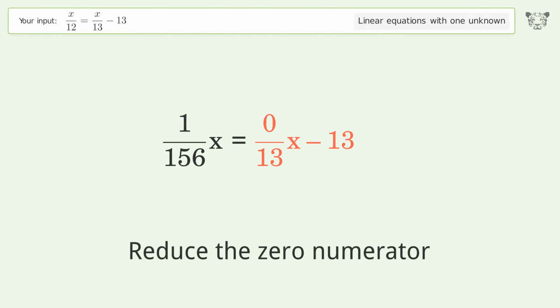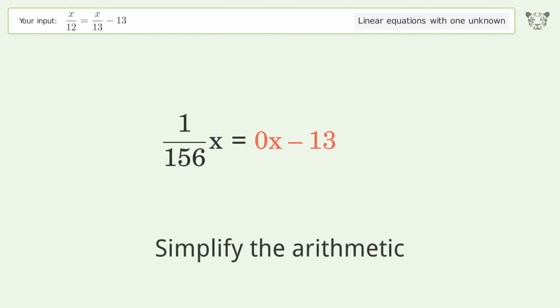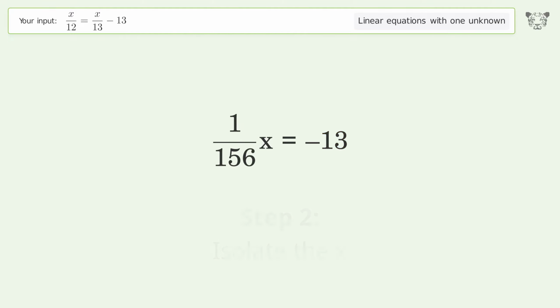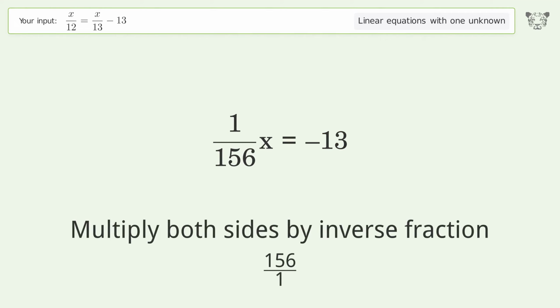Reduce the zero numerator. Simplify the arithmetic. Isolate the x. Multiply both sides by the inverse fraction 156 over 1.